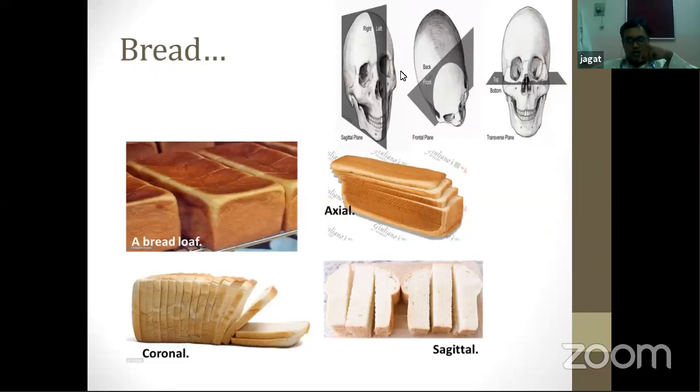Likewise, if I chop my skull from one side to the other, lengthwise running through, this is the mid-sagittal plane, right? If I make my slices parallel to the mid-sagittal plane, this is how the bread is going to look, and if I chop my skull along those lines, I get a sagittal section. So basically, these are the three planes that we require to understand our CBCT, and these are the three dimensions that we acquire while doing a CBCT.